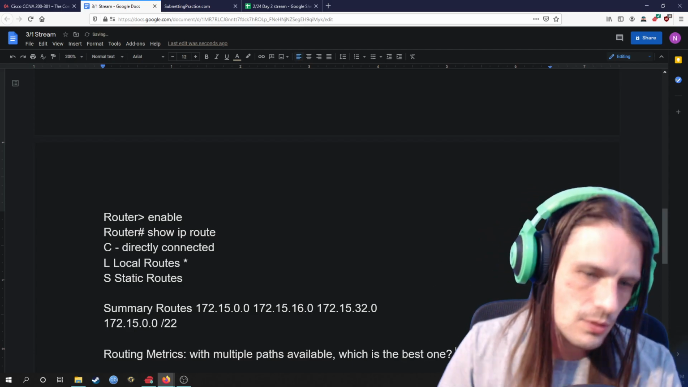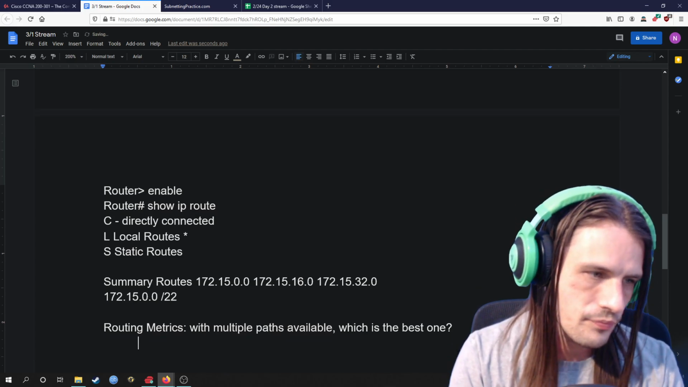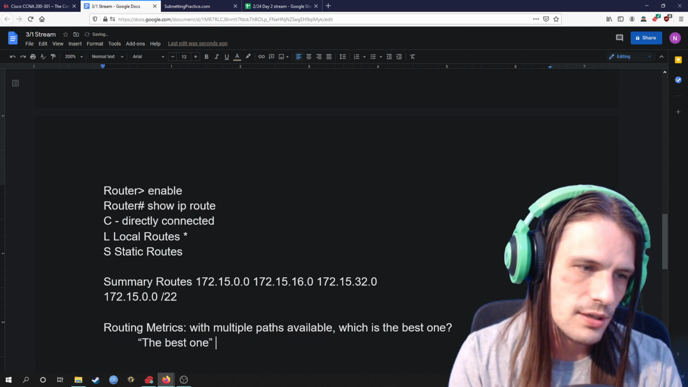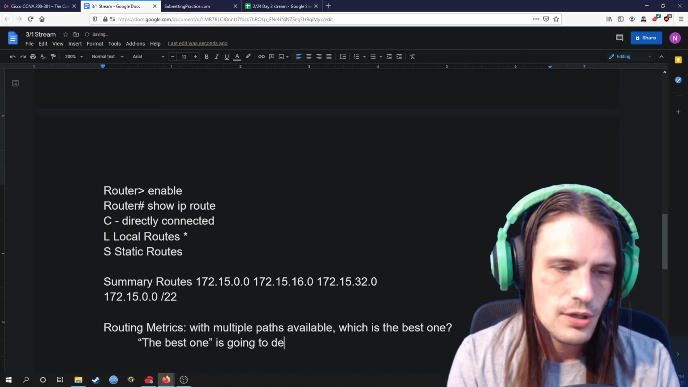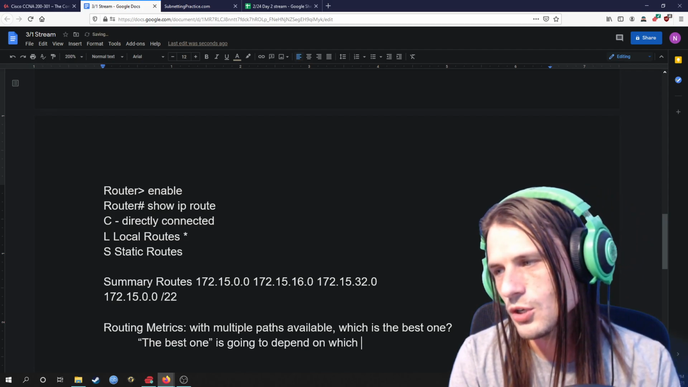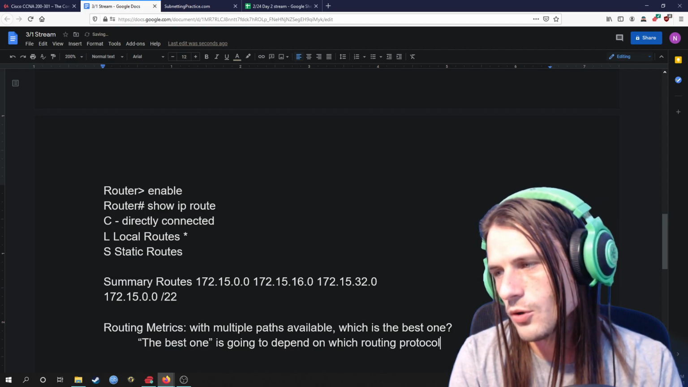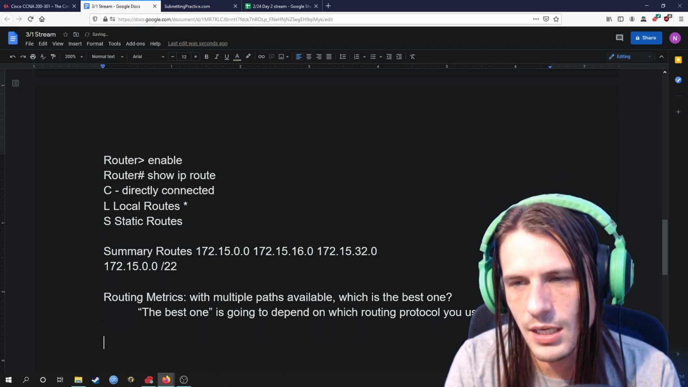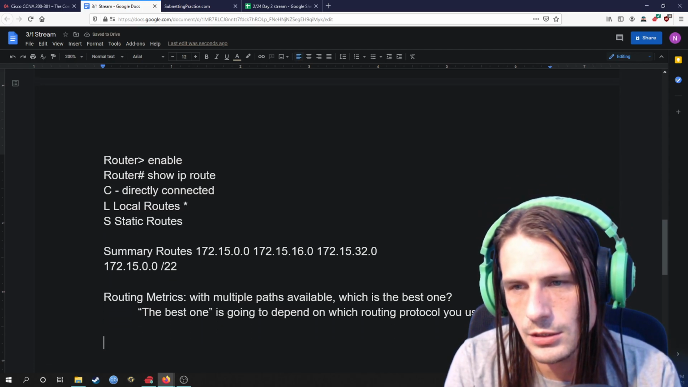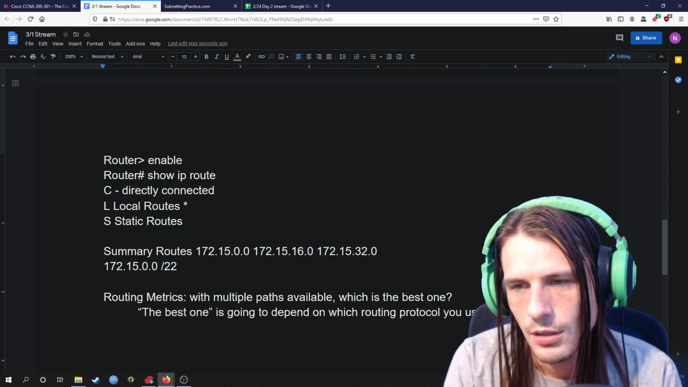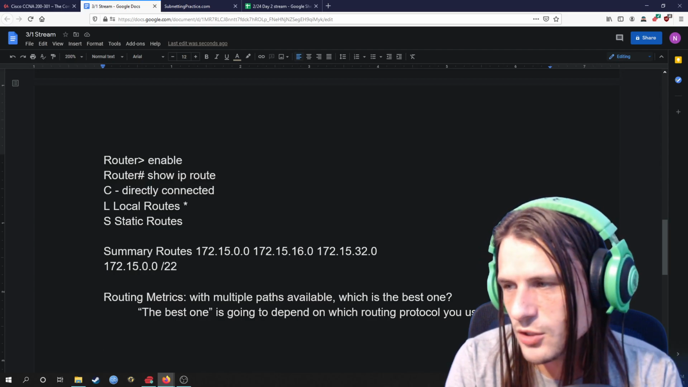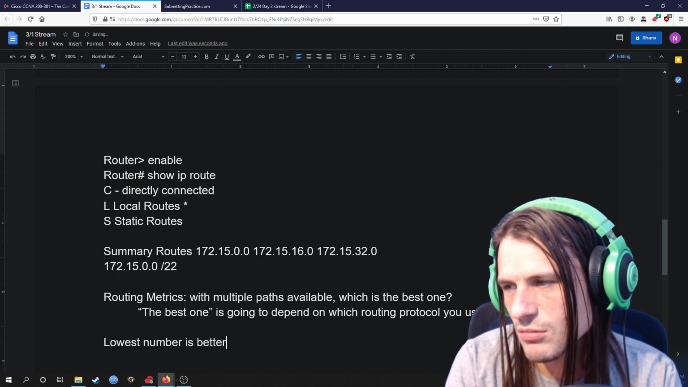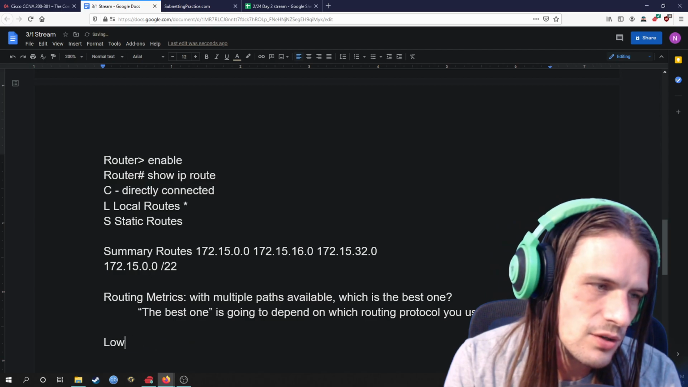And so the best one is going to depend on which routing protocol you choose to use, right? So what do I mean by this? No matter what metric you use, the lowest number is better. So, let's go over this first.